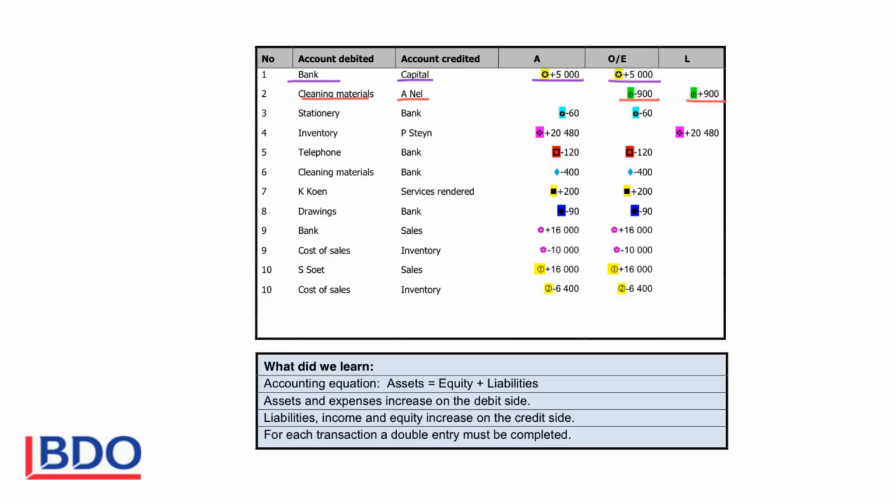Stationery expense is debited because we increase expenses. If we increase expenses, we will decrease the profit, so equity will decrease. Bank is an asset. We have less money in the bank, so my assets will decrease with 60.